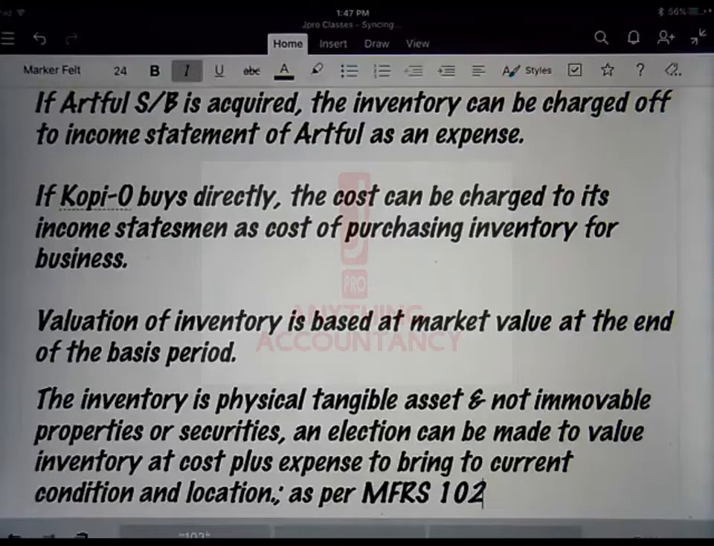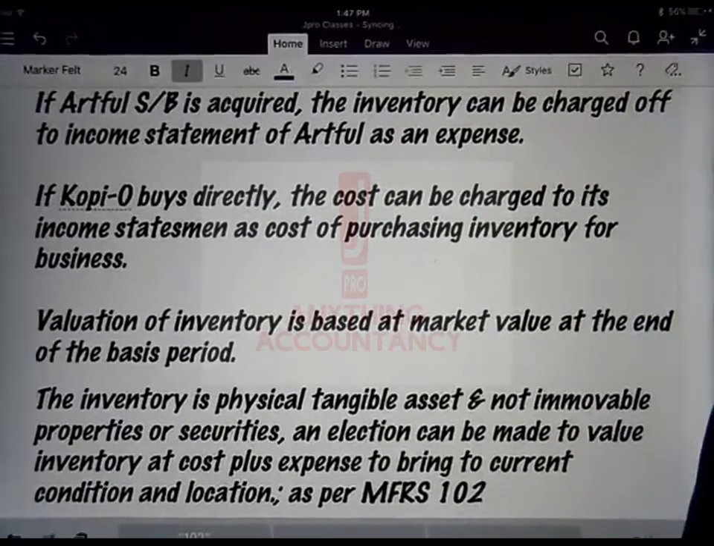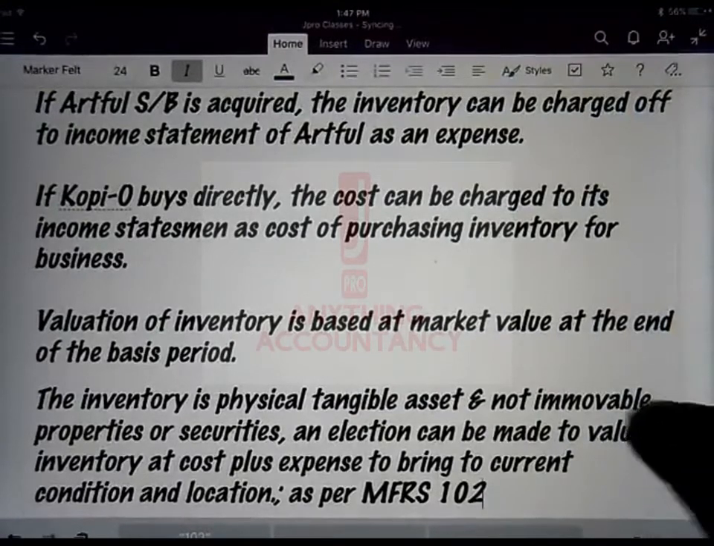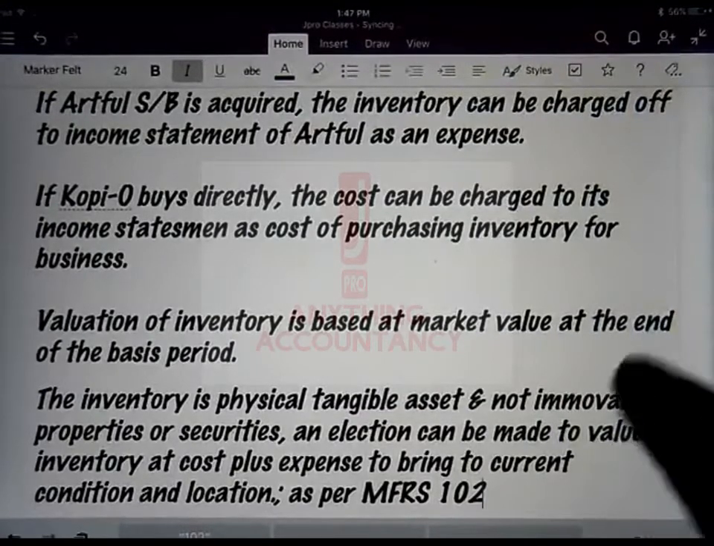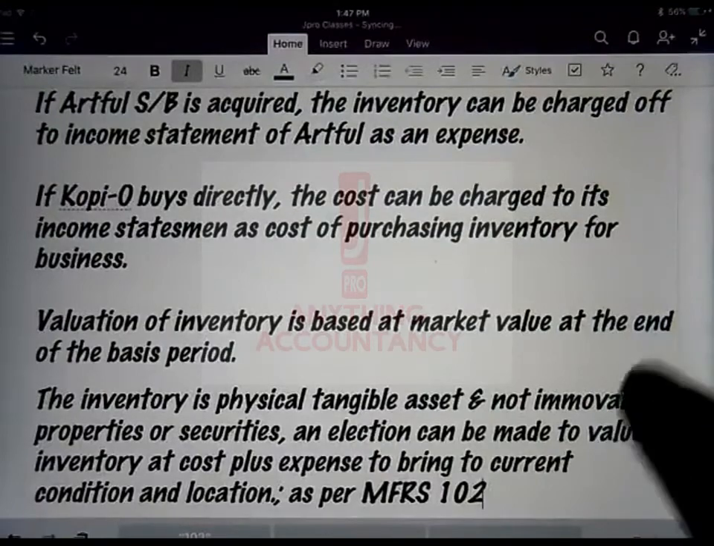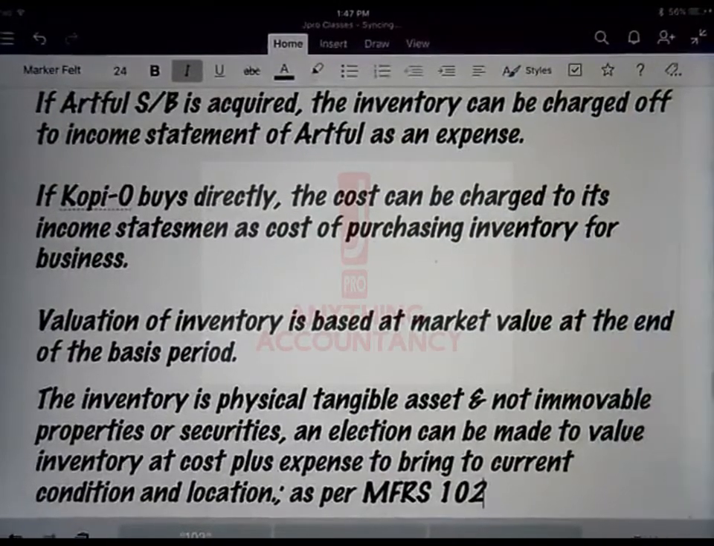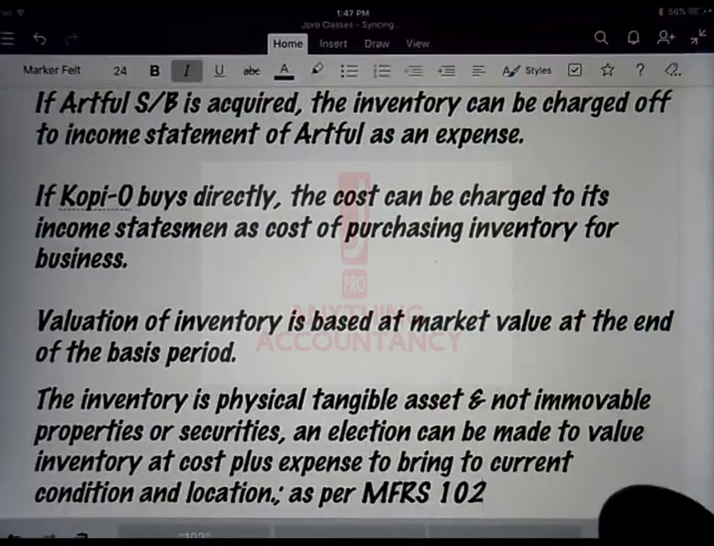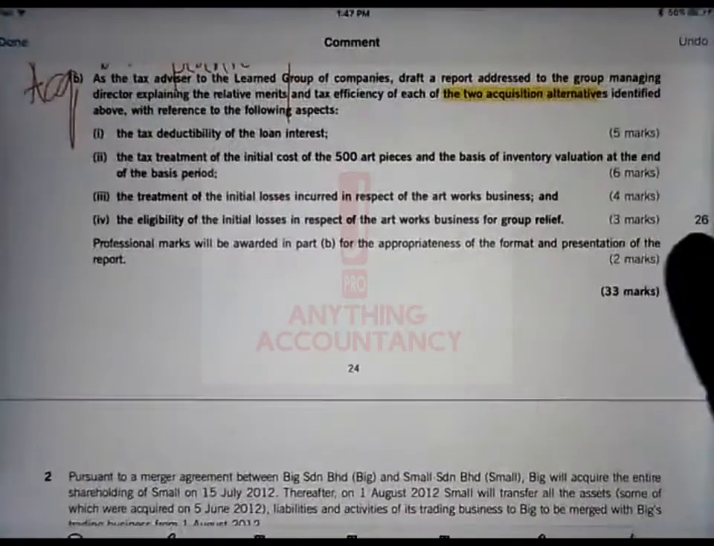You can try that out. Okay, now this is the valuation part. Are you clear now? Valuation is based on market value at the end of the basis period, but inventory is a physical, tangible asset and not immovable properties or securities. An election can be made to value inventory at cost plus expenses to bring it to its current condition and location, as per MFRS 102. Are you clear now? Okay. Now, what's the next question?